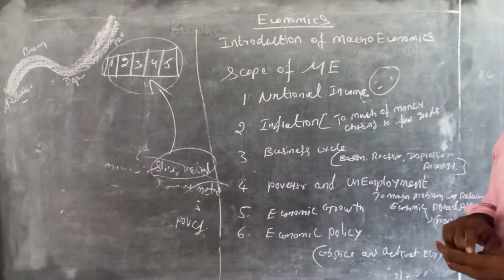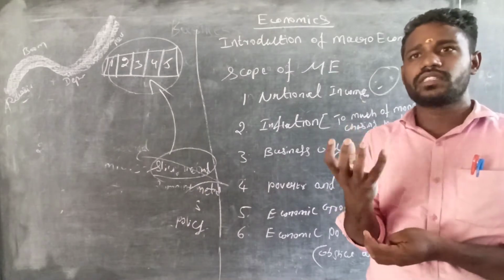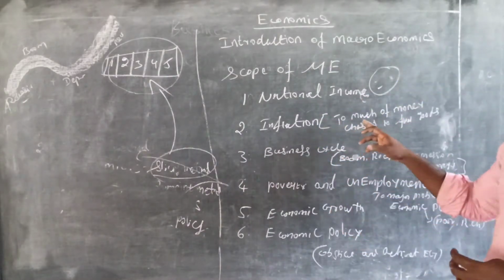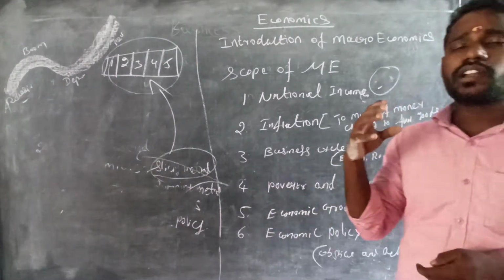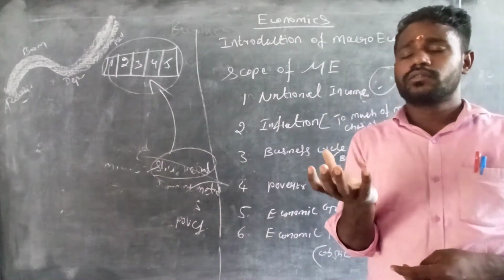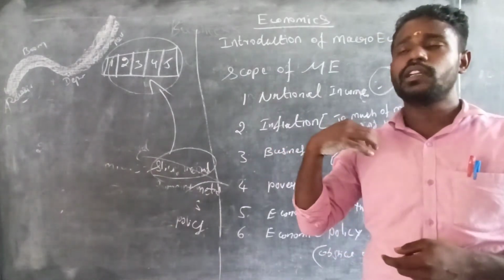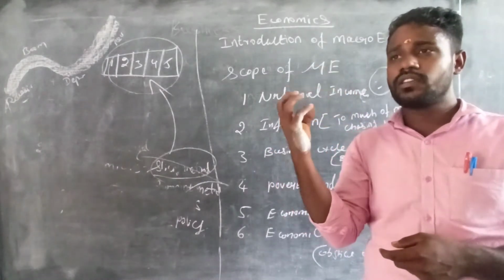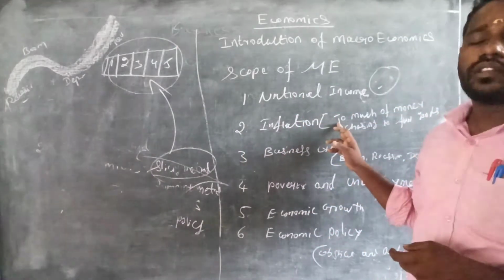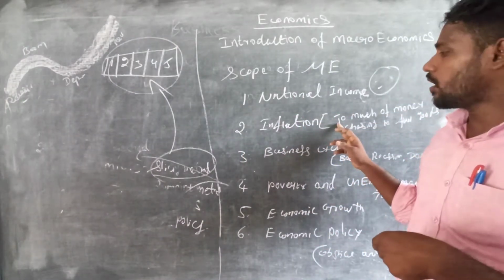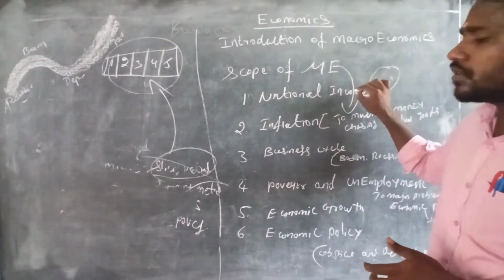Next is inflation. What do you mean by inflation? Inflation is a basic concept: too much money chasing too few goods. The general price level also increases. The consumer price index is used for calculating the inflation level. Inflation control is important for the Indian economy, and most macroeconomic data is used to control inflation.